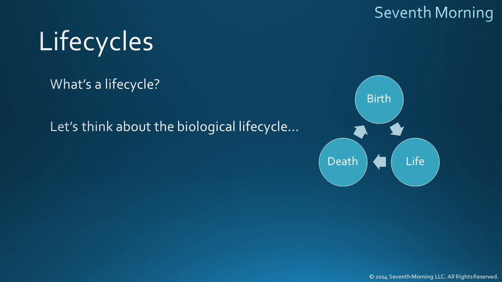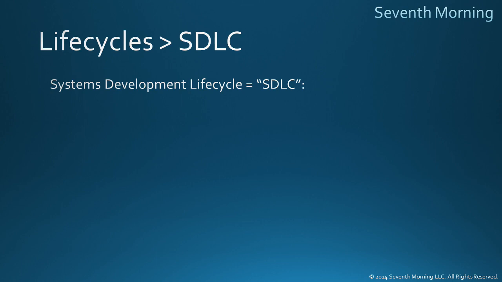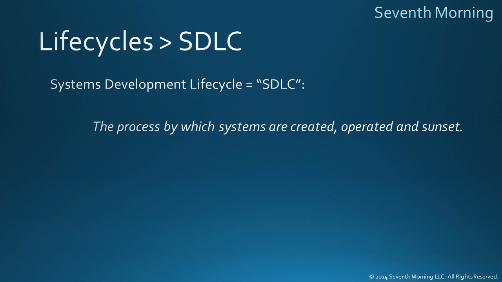Today we're going to be talking about several of these life cycles at a summary level, and we're going to start with the systems development life cycle. First of all, no one ever says systems development life cycle. They usually say SDLC. What is it? Well, from our discussion just now, you can probably guess. It's the process by which systems are created, operated, and eventually shut down, or sunset, as they say.